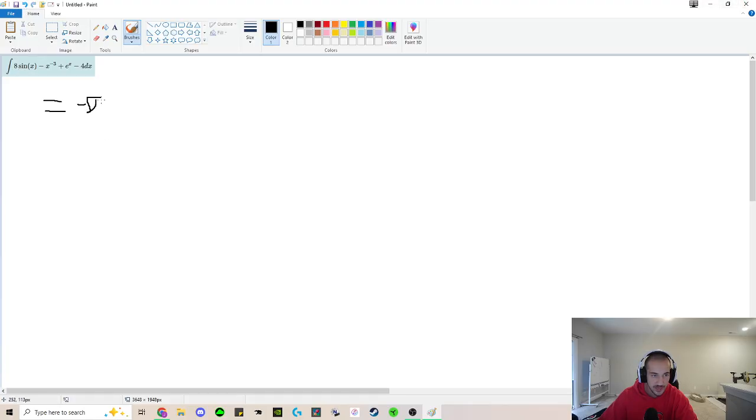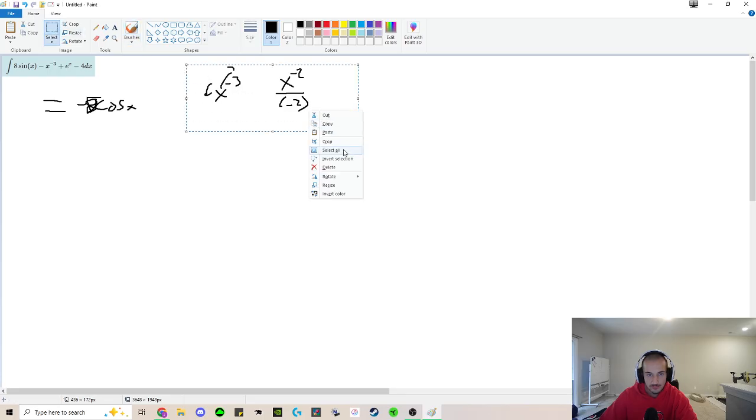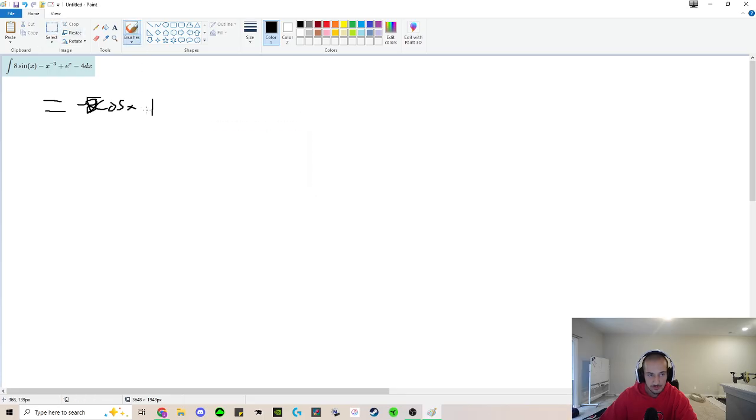So it's going to be negative 8 cosine of x. Now the x cubed term, sorry, x to the negative 3. We're going to add 1 to the power and then divide. So we're going to go up to negative 2. So this will be x to the negative 2, and we divide by negative 2. But we have a negative out front already, so it's just going to be positive x to the negative 2 over 2. You could have also written 1 over 2x squared. These are the same thing.